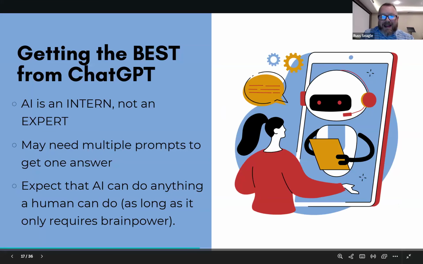We've got to remember that AI is more of an intern than an expert, which means we can't just ask one question and have it give us everything we need. We've got to think about a conversation with AI. We've got to start thinking in terms of multiple prompts to get that one good answer that we need. And if you go into your conversations expecting AI to be able to do anything a human can do, you're going to get better results.